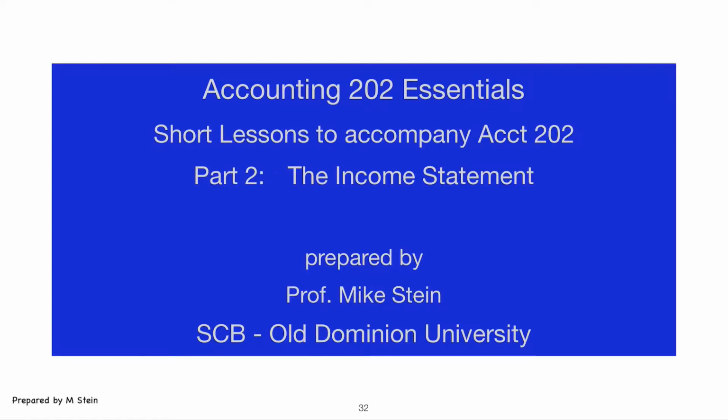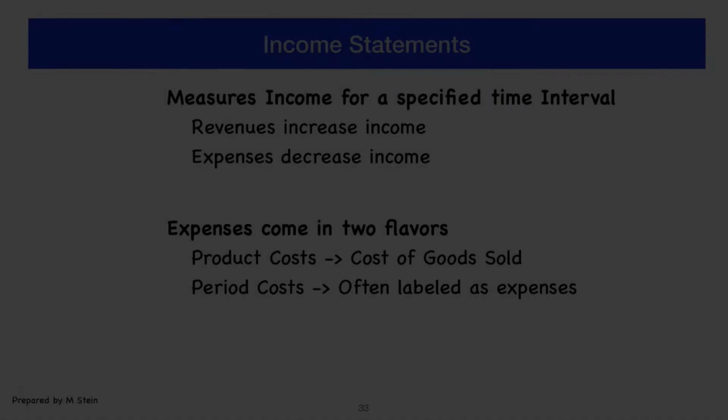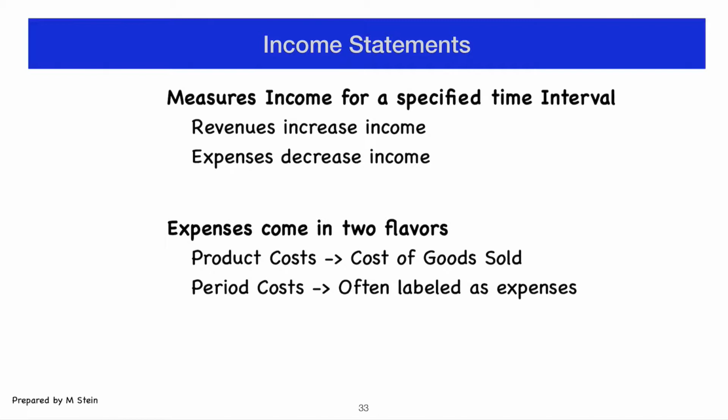Now we're going to look at the income statement. So the income statement measures the income for a specified period of time. Now, revenues increase income and expenses decrease income. I'll just point out that revenues are going to be credits and expenses are going to be debits.